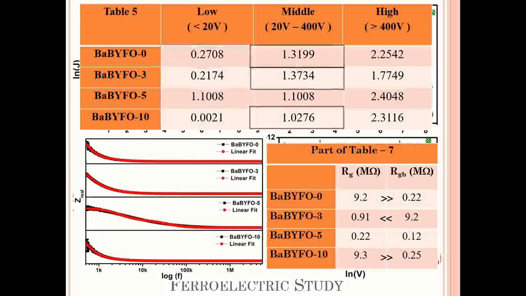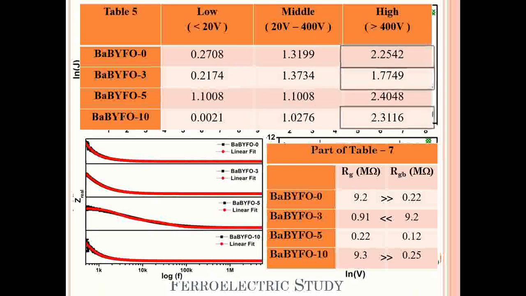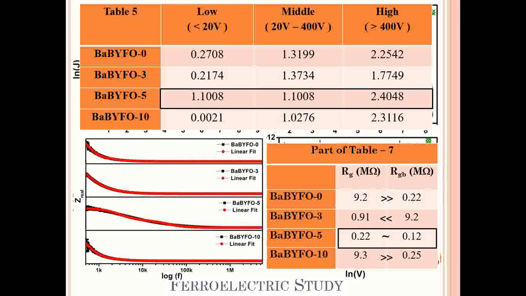However, as the field increases, the charges are now able to overcome these limitations due to grain boundaries and follow ohmic conduction. At higher applied field, that is above 400 volt, the charges injected from the electrodes dominate the conduction. As for the 5 atomic weight percent sample, the very small difference between its resistance values is the main reason behind the high leakage current in this sample.